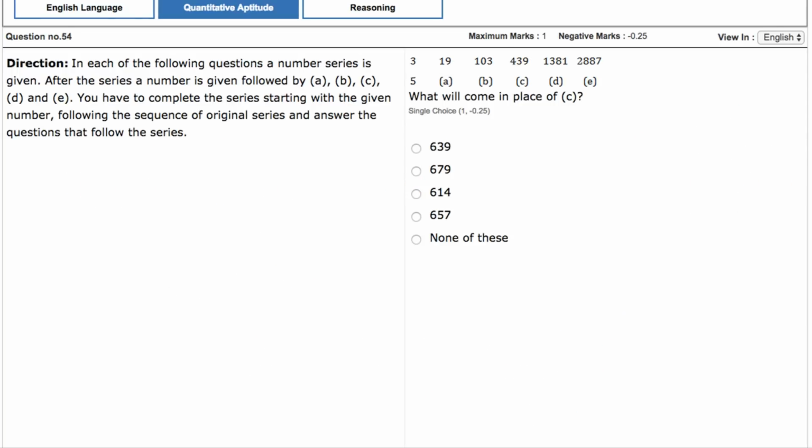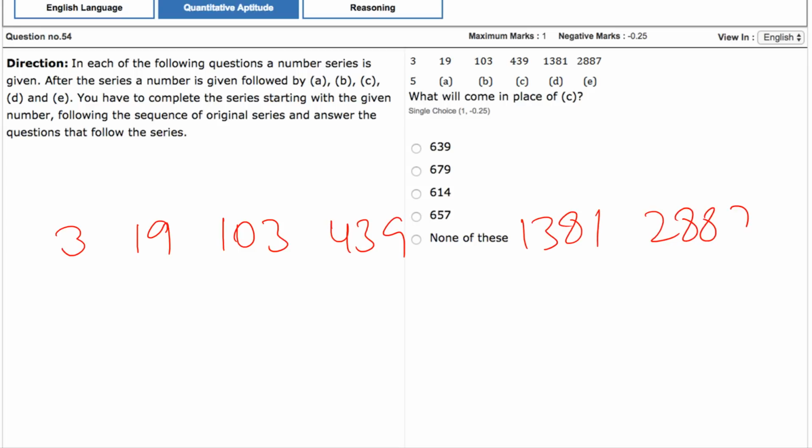Okay, this was fairly simple. Let us quickly move to the number series question. Let me just write it. I think this should be visible. Okay, this is my number series.